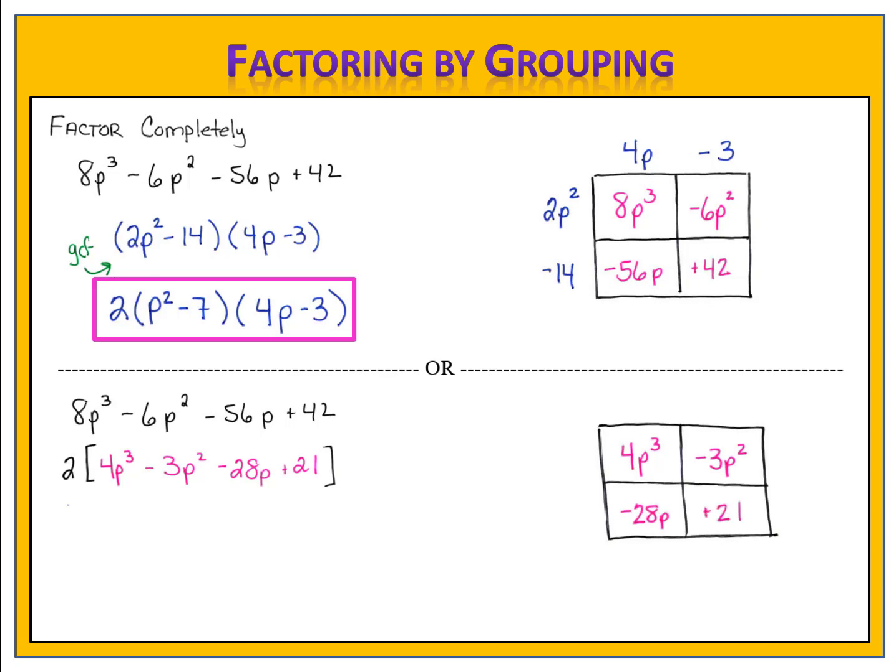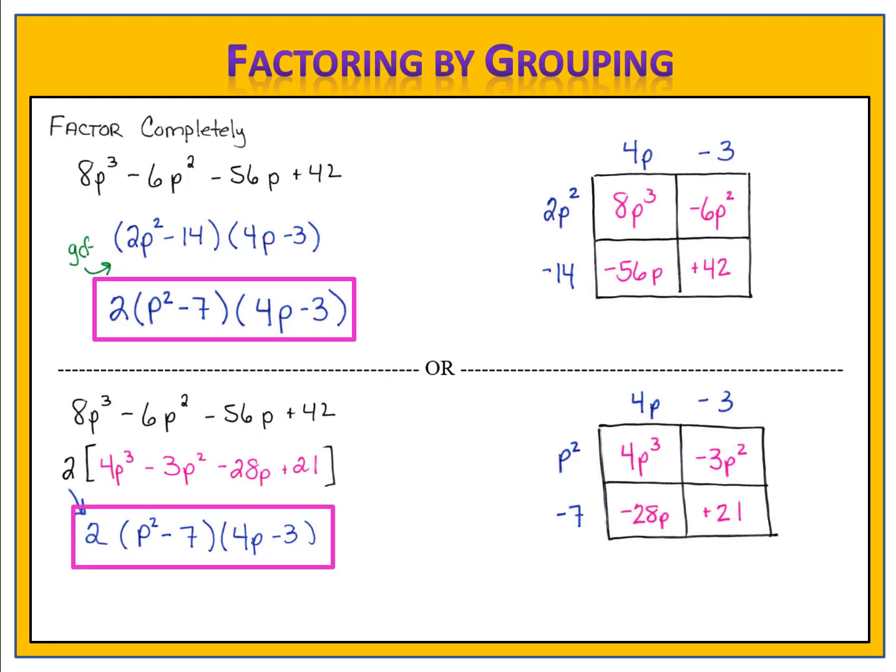Again, following the same process where we write the terms in the grid, find the common factor of the top row, and then use multiplication to fill in the numbers around the grid. In that case, we would have the factors p squared minus 7 times 4p minus 3. Don't forget the 2 that we factored out at the beginning. And so we have 2 times p squared minus 7 times 4p minus 3. And once again, no matter which path we chose, we ended up with the same result.